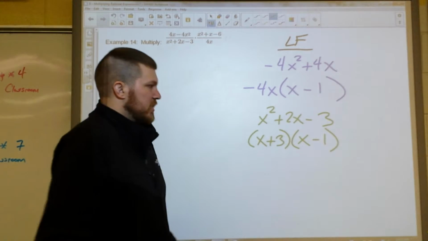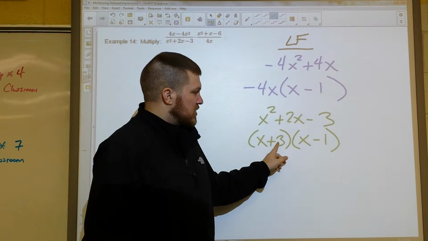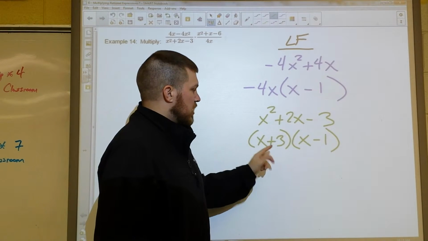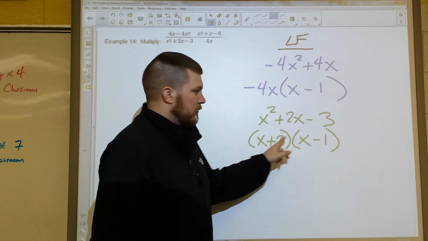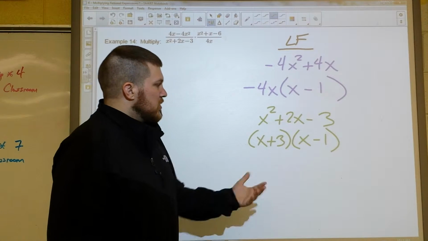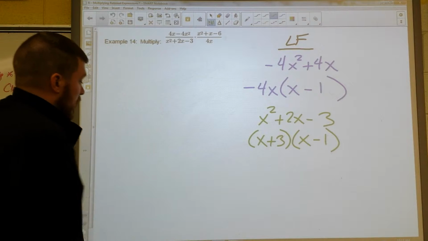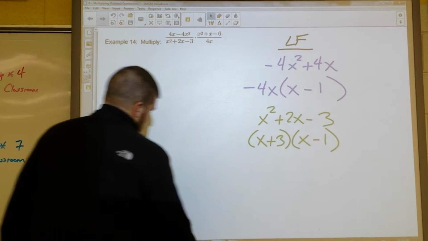I'm going to double check these two numbers by first multiplying. Positive 3 and negative 1 is negative 3, so that works. And then I'm going to double check it by adding these two numbers. Positive 3 and negative 1 is positive 2. So these are the two numbers I need, so I factored both. I factored the left fraction. Now moving on to the right fraction.